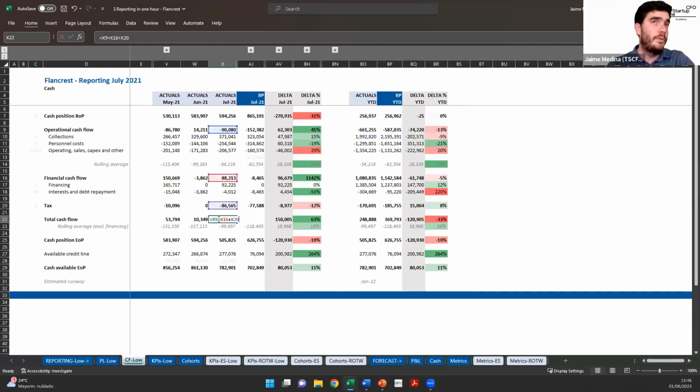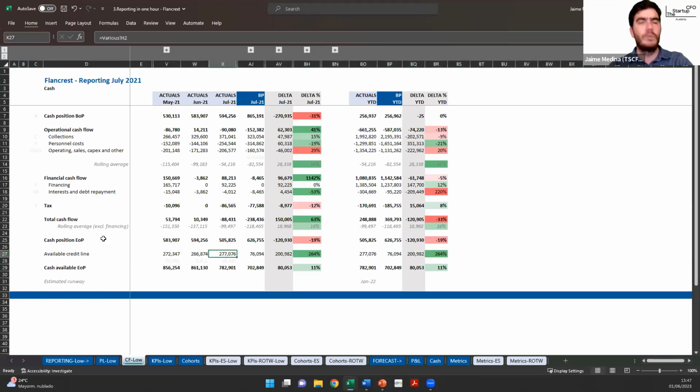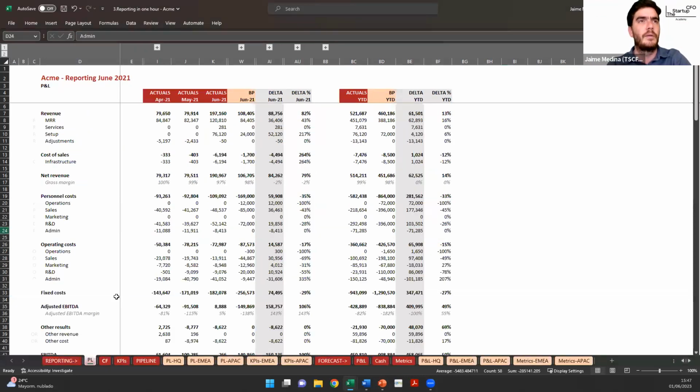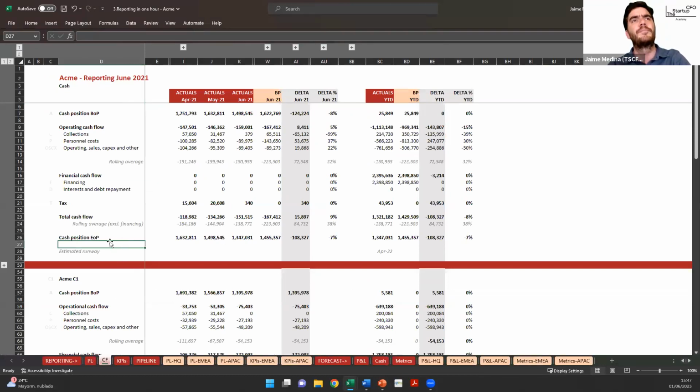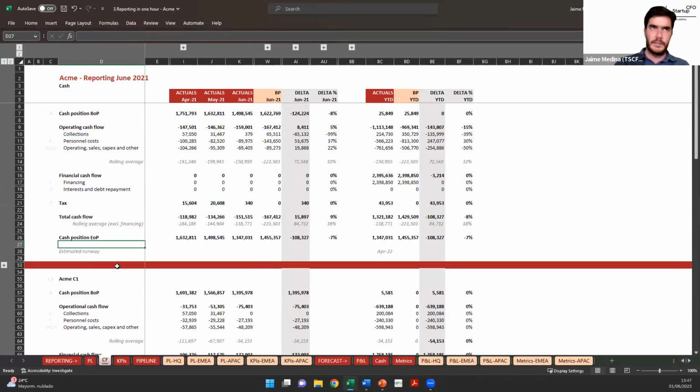So you end up with a total cash flow, and then with a cash position at the end of the period. In this client, for example, in Flancrest, we also have an available credit line. So we use the figure of cash available. This is particular to this client and not to the other, not to Acme, where I think we don't have a credit line. Also, by the way, here in Acme, we also calculated company by company in order to do the checks, because we remember that we had 3 companies in Acme's group.